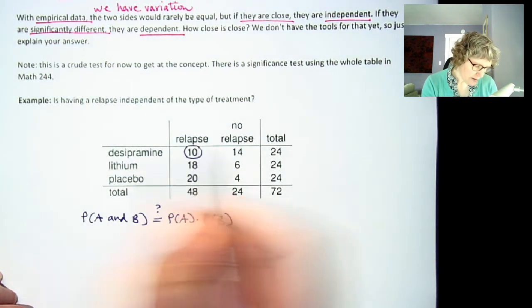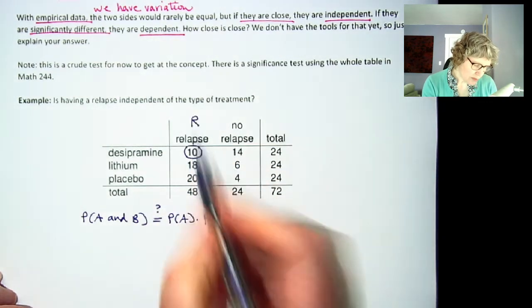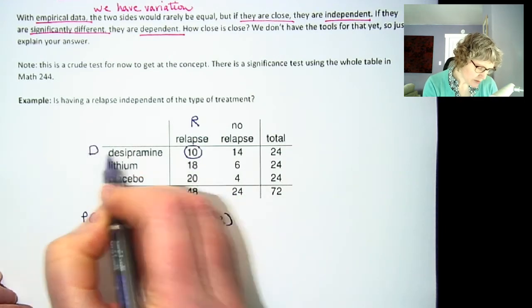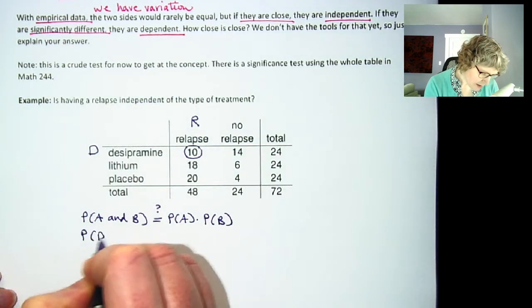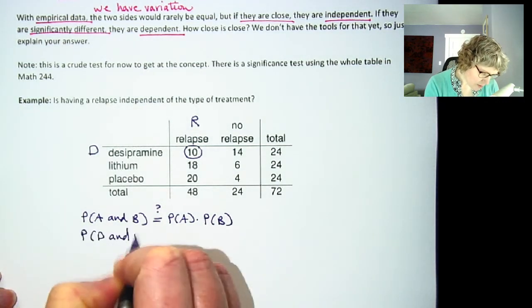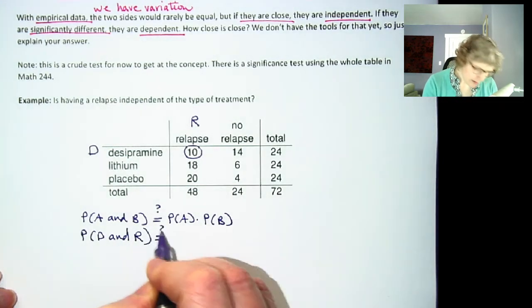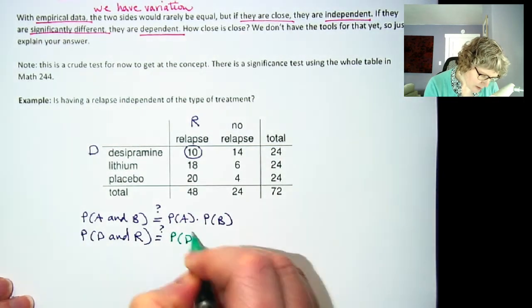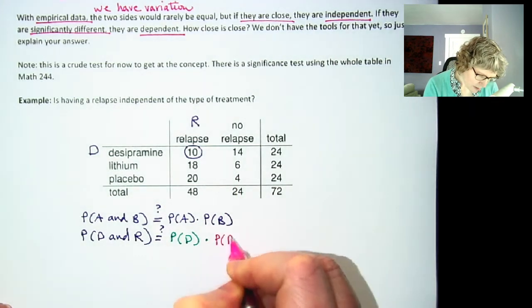I'm going to pick, because I kind of want to know what's the chance someone has a relapse. So talking about relapse and if they're using the desipramine treatment. Okay. I'm going to use the probability of D and R. They're using desipramine and they have a relapse. Is that equal to the probability of D times the probability of R?